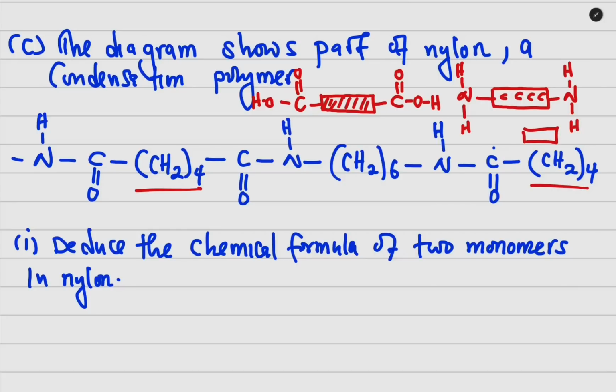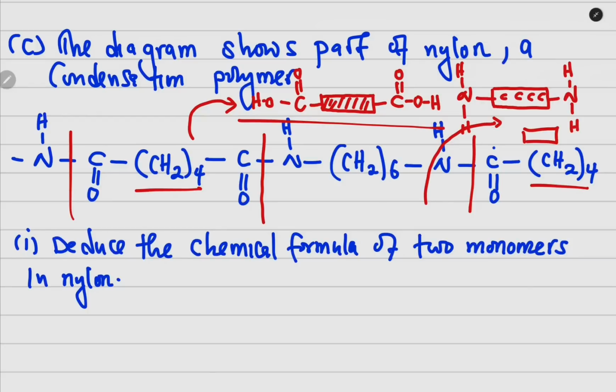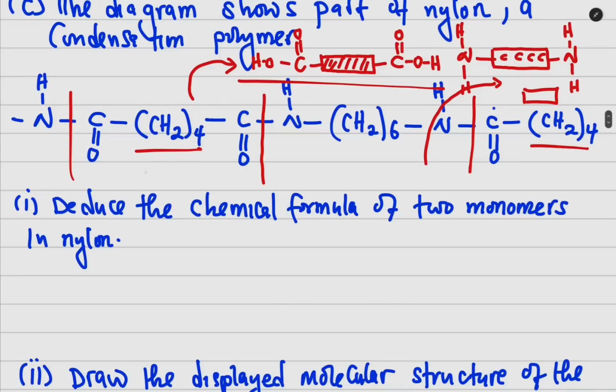The first question is to deduce the chemical formula of the two monomers in nylon. So like I said, if you know the monomers, to deduce the chemical formula of the monomer, you are simply going to split this part. So this part, you know that it is this part. Then of course this part, you know that it is that part. Now we are not going to present it in that way. We are going to write the chemical formula. So for the first one, what is there?